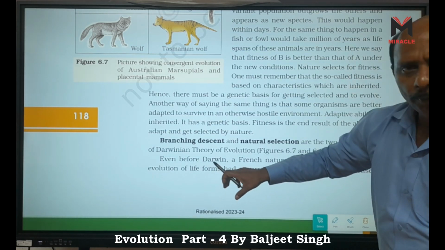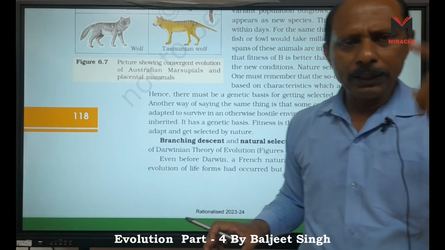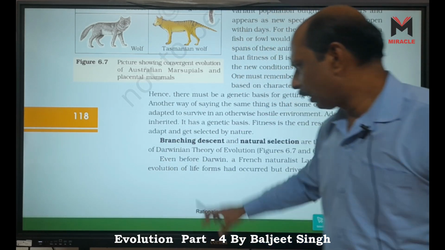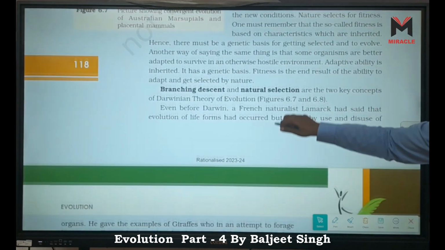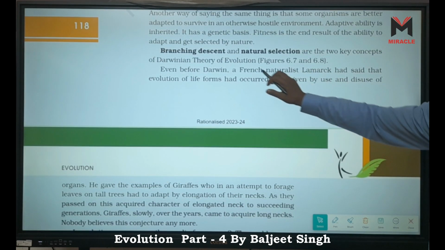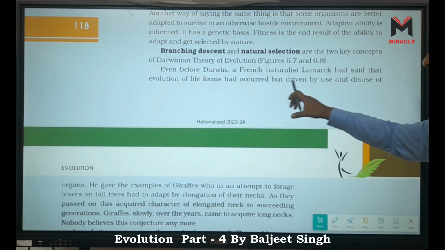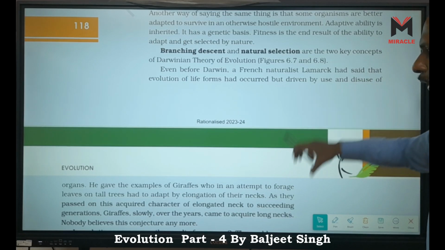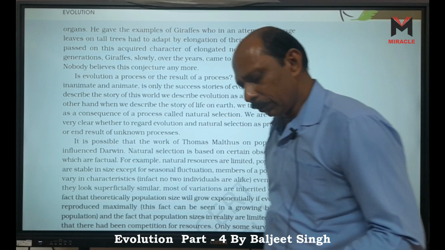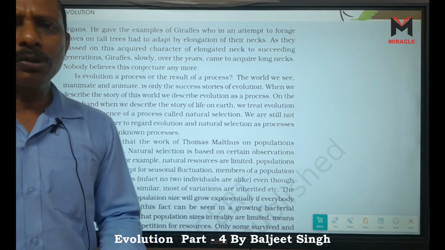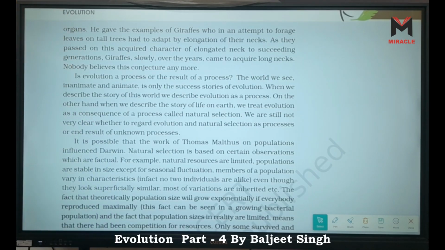Even before Darwin, because we know, Lamarck wrote his book in 1809, and what happens in 1809? Darwin was born. Even before Darwin, a French naturalist, Lamarck, had said that evolution of life forms had occurred but driven by use and disuse of organs. If we use organs, these organs develop. If we do not use the organs, those organs degenerate and convert into vestigial organs, right?